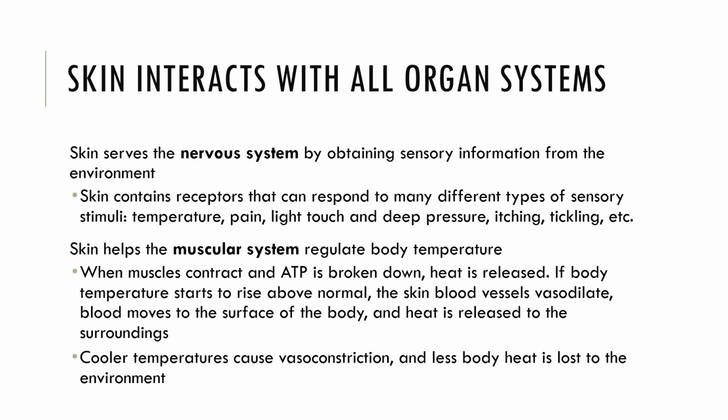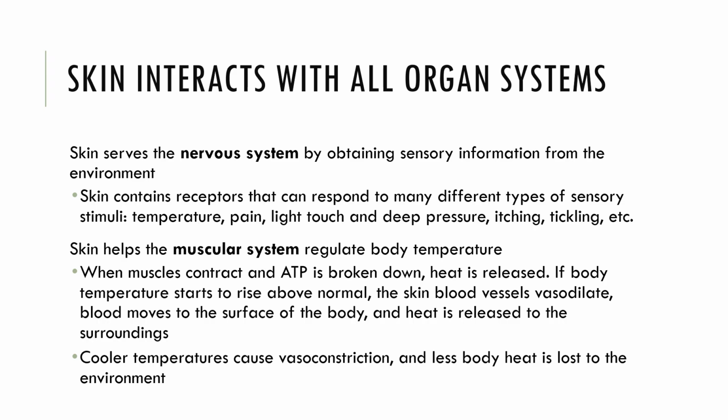So continuing on with how the skin interacts with organ systems, the skin serves the nervous system by obtaining sensory information from the environment. Skin contains receptors that can respond to many different types of sensory stimuli, including temperature, pain, light touch, deep pressure, itching, and tickling.